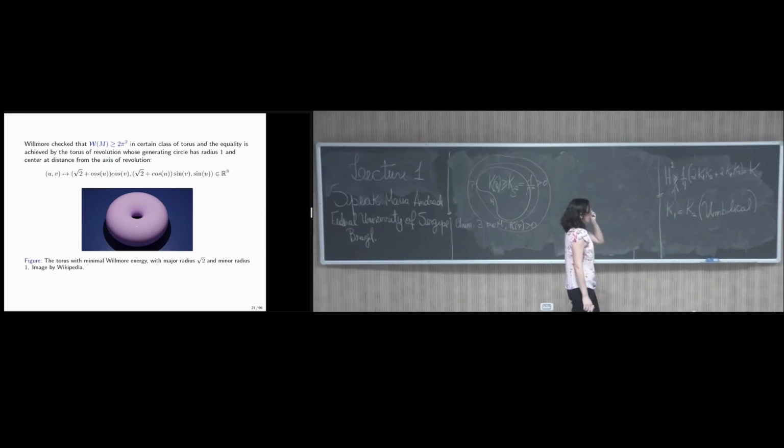Now, after Hopf checked that the functional satisfies this inequality, insert the class of torus, and the equalities are achieved by the torus of revolution, like this, okay? But he made a conjecture, this very famous Willmore conjecture.